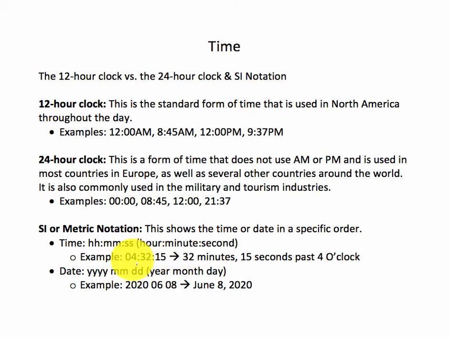You would have 2 digits for each section. So 2 digits for the hours, 2 digits for the minutes, and 2 digits for the seconds. So this time here says 32 minutes and 15 seconds past 4 o'clock. So 32 minutes, 15 seconds past 4 o'clock.